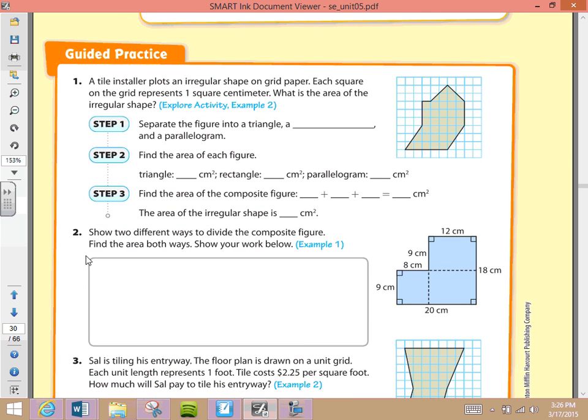So if we had this triangle right here, this shape is an irregular shape. We don't have a name for it. What do we do? Divide it up into pieces that we recognize, exactly. You divide it into shapes that we do know. So there is a triangle, there is a rectangle, and at the bottom I have a parallelogram.